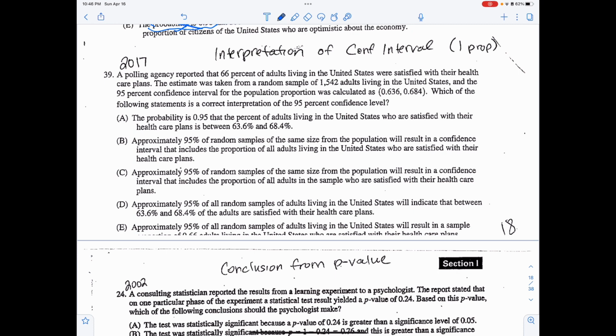All right, so this one says probability. Remember, a confidence interval is not a probability, so you can cross that one out. The answer is B again, so let's jump to the other ones and see why they're wrong. So this one says random samples of the same size will result in a confidence interval that includes the proportion of all adults in the sample. Remember, it's in the population.